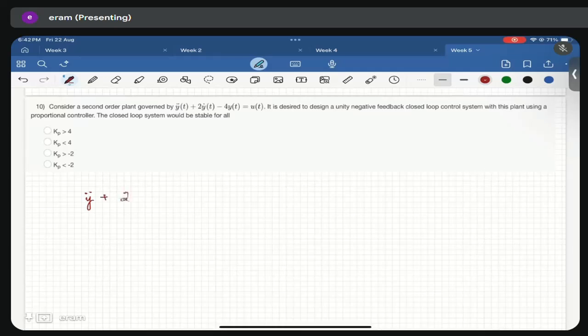We have the plant given as this differential equation. It is desired to design a unity negative feedback closed loop control system with this plant using a proportional controller. Here the controller is provided to you. In order to stabilize it, what should be the gain condition?